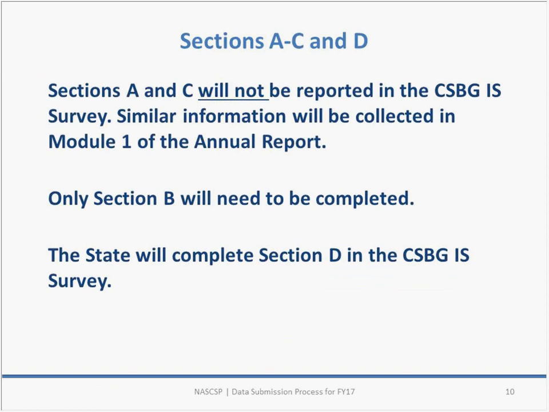As we discussed, Sections A and C will not be reported in this IS survey. There is very similar information that state offices will be reporting in Module 1 of the annual report. Module 1 has not changed from last year, and we will again touch on that very briefly at the end of this webinar. The webinar is intended to be specific to the CSBG IS submission process. Of these more administrative sections of the IS, only Section B will need to be completed, and we're requesting that states complete all of Section B.